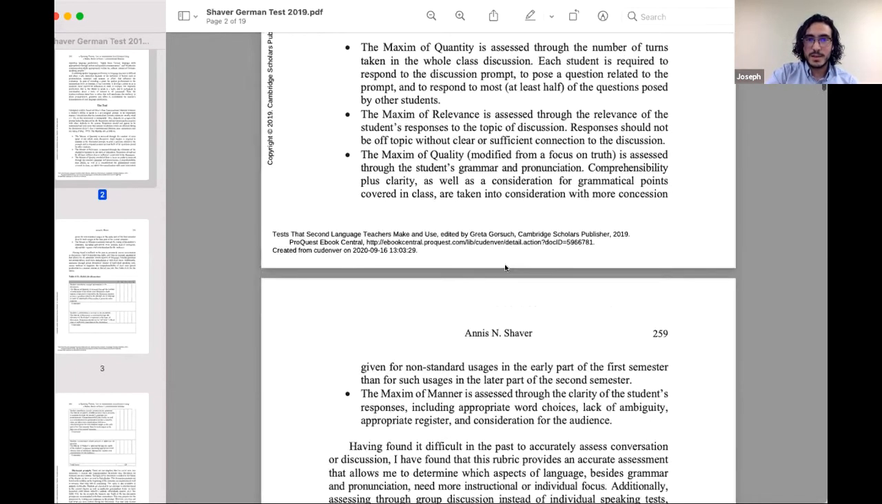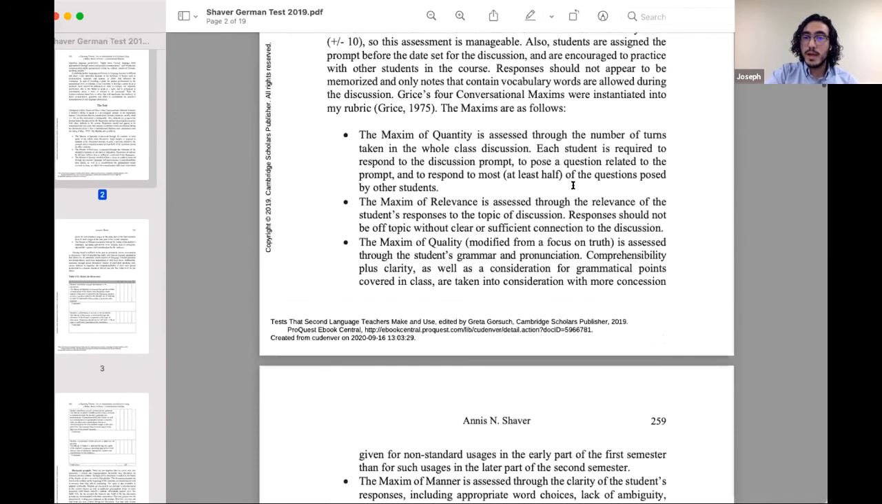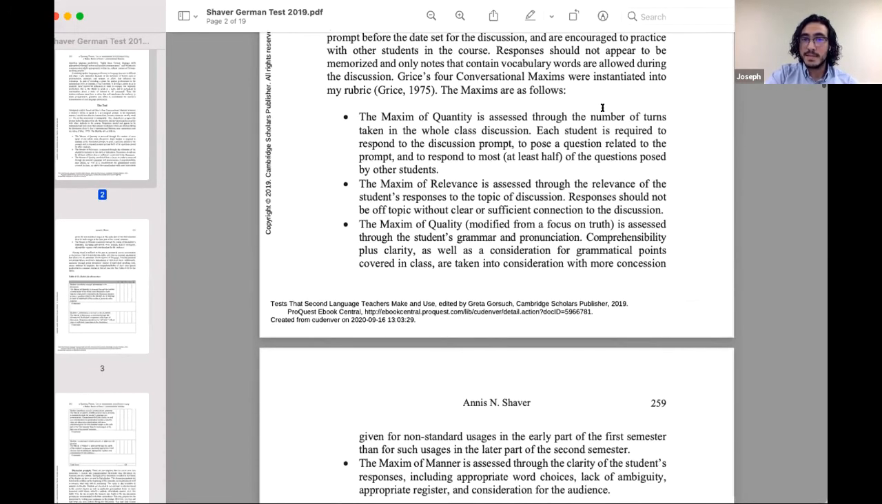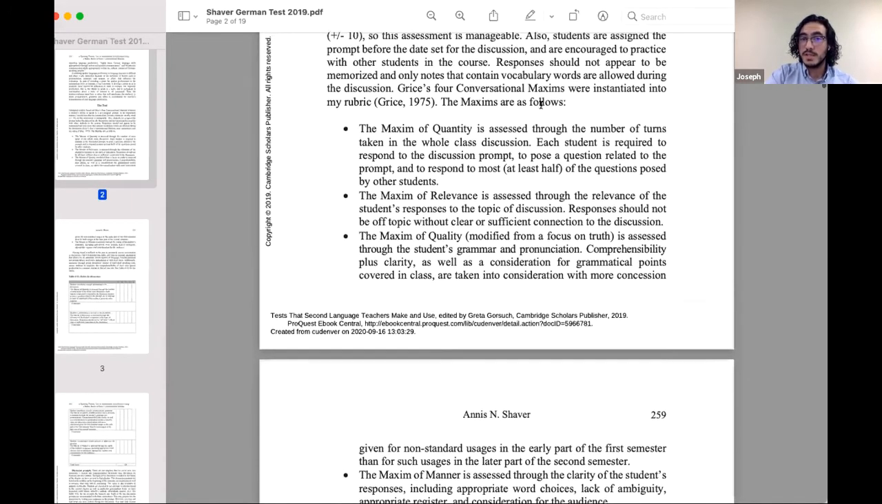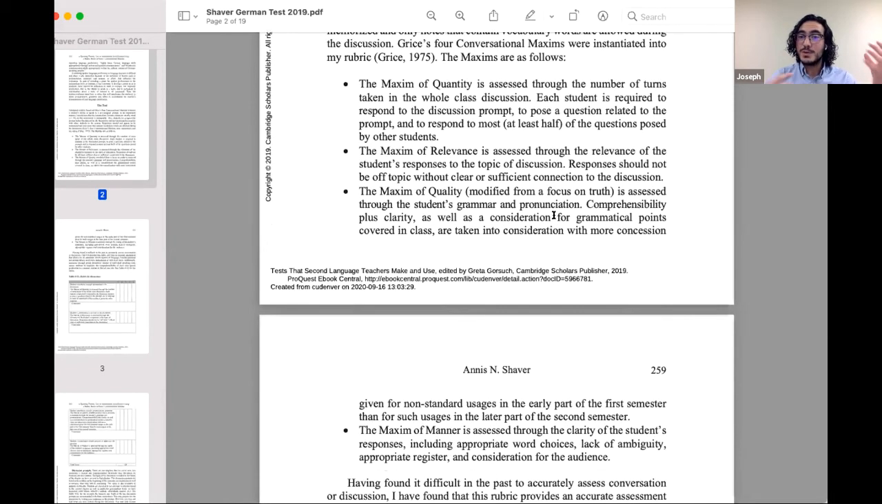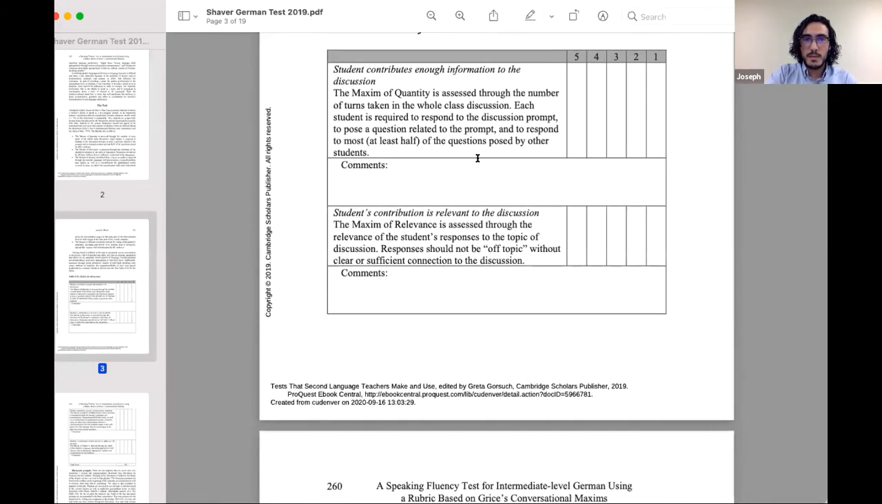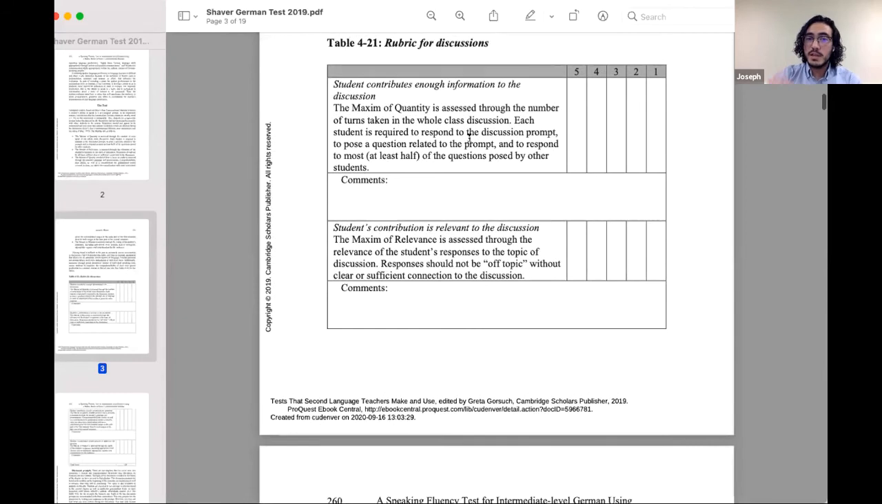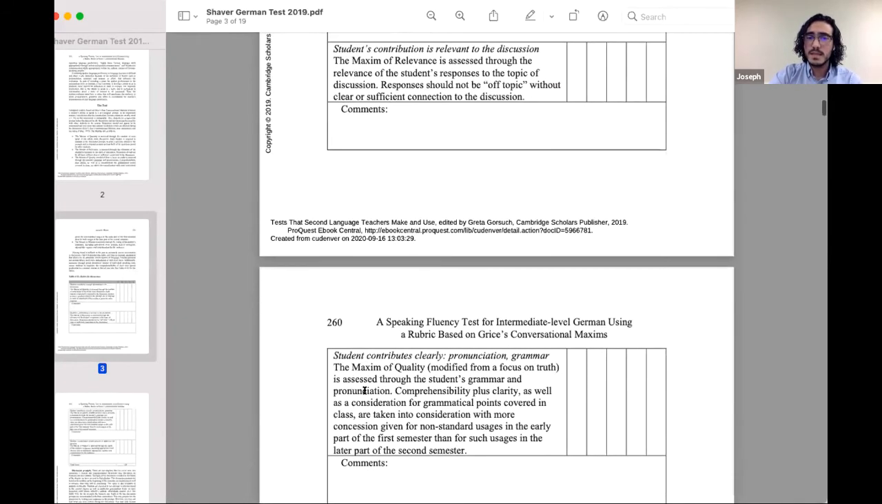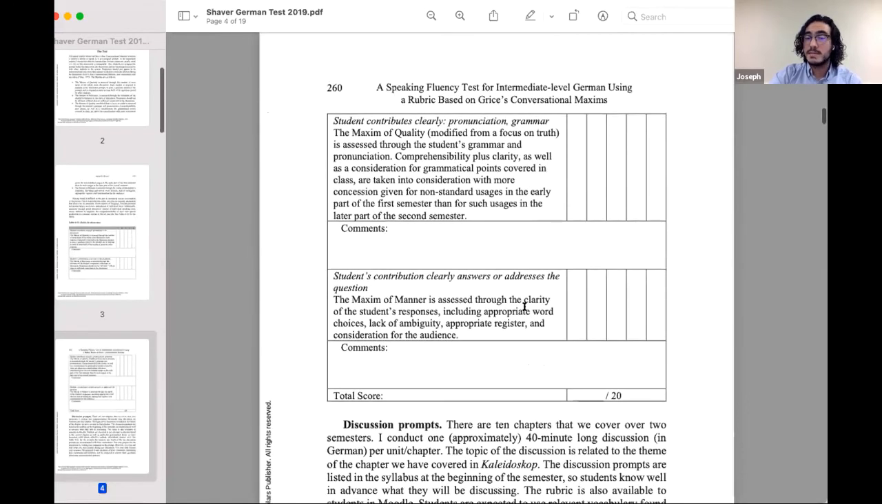Here's where it gets interesting though. Shaver created a rubric based off of the maxims below, Grice's 4 conversational maxims. So just as Dr. Gorsuch was saying, we see this really interesting interplay between middle level and low level theory, that Shaver believed this was the best way to test her students' speaking ability. So she created this rubric right here that focuses on the 4 maxims: the maxim of quantity, the maxim of relevance, the maxim of quality, and the maxim of manner.